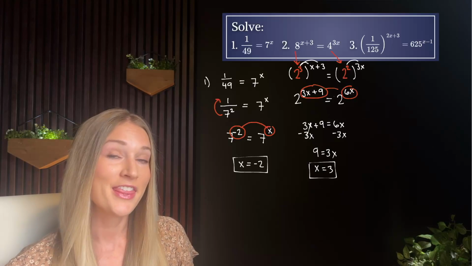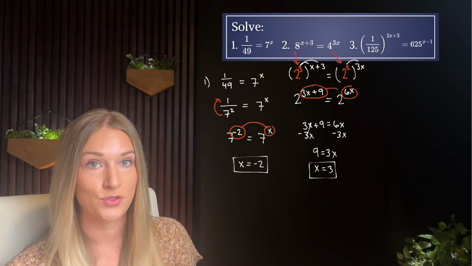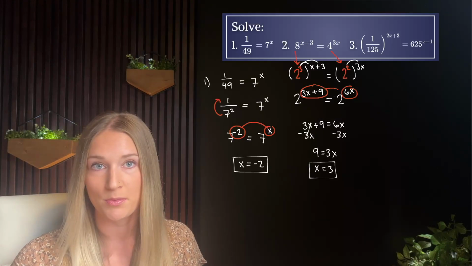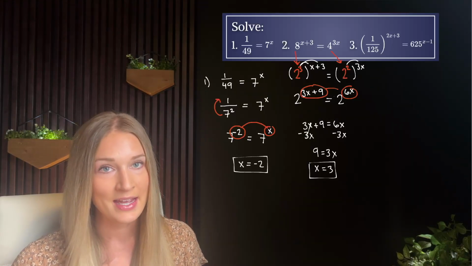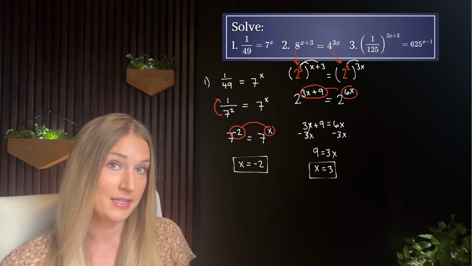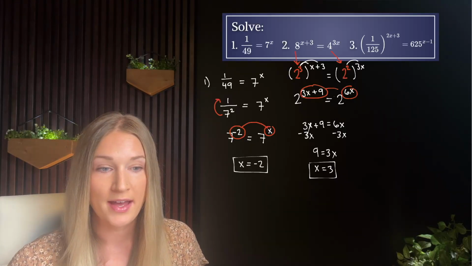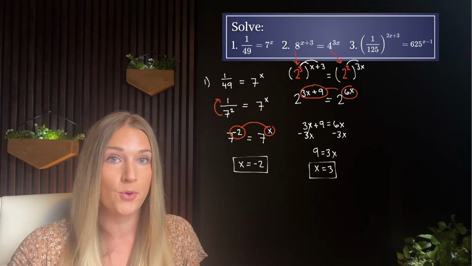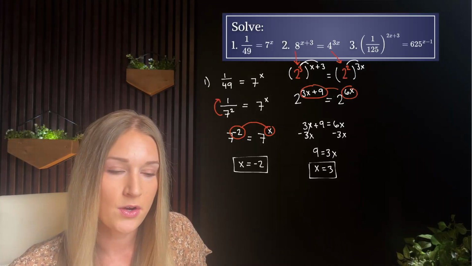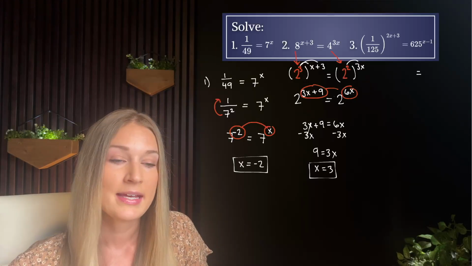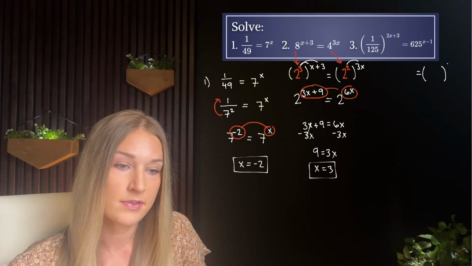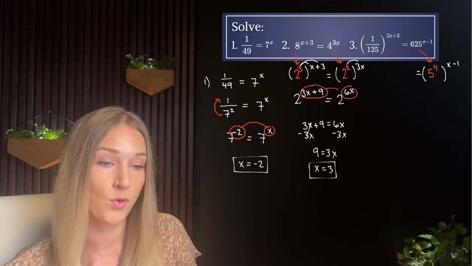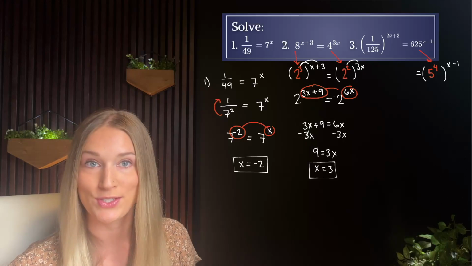Okay, one more. This one's a combination of the last two problems. First, one of my bases is a fraction, so I'm going to use negative exponents to bring that up to the numerator. Secondly, I need to rewrite both bases because 125 cannot be raised to any power to get you 625. So I'm going to break them both down. And I happen to know that 625 is a power of 5. So let me rewrite that 625 as 5 to the power of 4. 5 times 5 times 5 times 5 is 625.